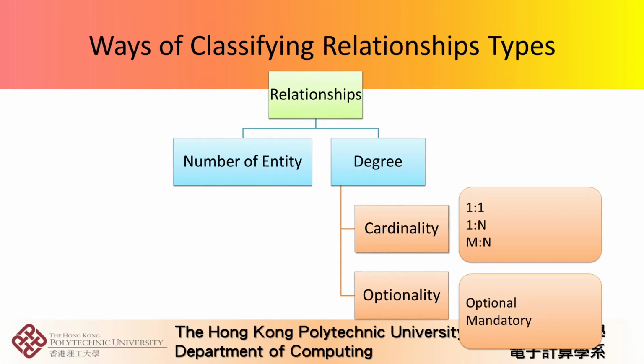The purpose of discussing the number of entity types is to introduce the terms unary relationship type, binary relationship type, and ternary relationship type, and to give examples of each.